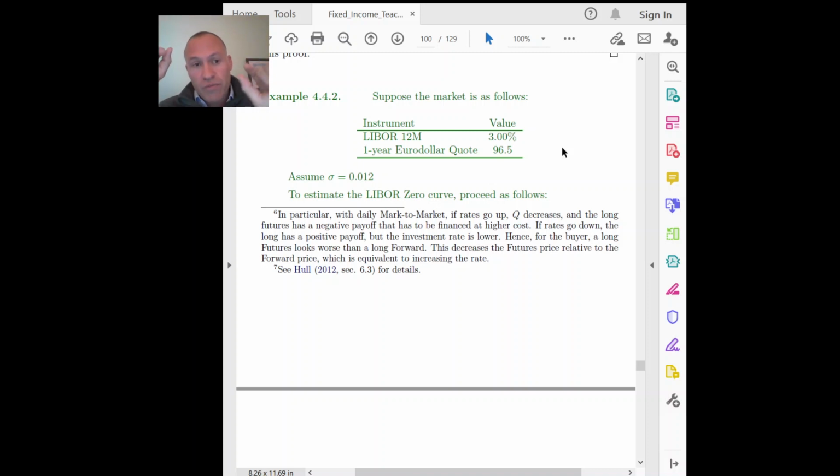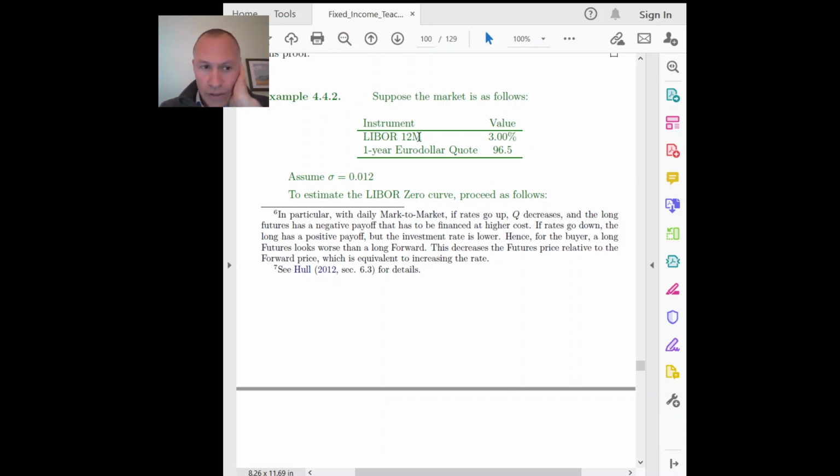Okay, so this is a very small example where we will just focus on the transition, which is the only hard part, from the LIBOR market to the Eurodollar market. Everything else would be more of the same. So this is just the crucial point that we want to look at.